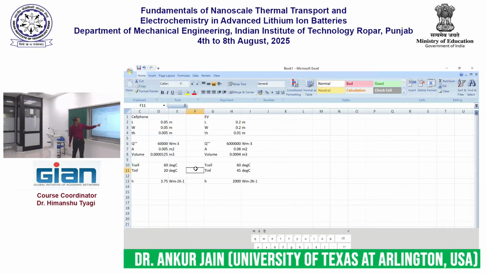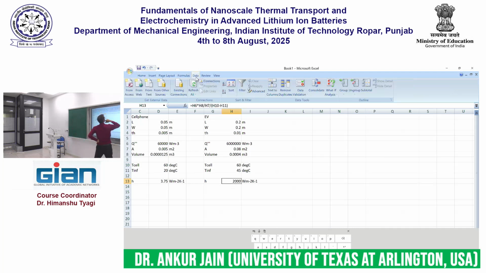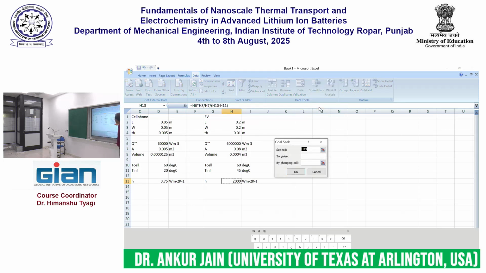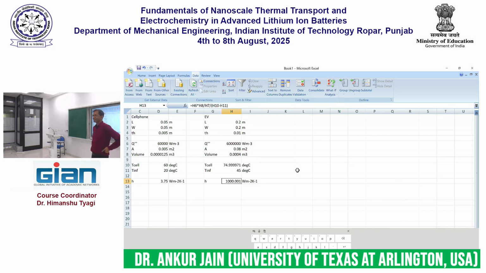In other words, what should be the value of this in order to get to 1000 watt per meter square Kelvin? One simple way of doing that in Excel is to use this thing called what if analysis, goal seek. You're saying that I want this number to become 1000, and I'm giving you the liberty of changing this number. Okay, it's going to do the number crunching and it says 75 degrees Celsius.